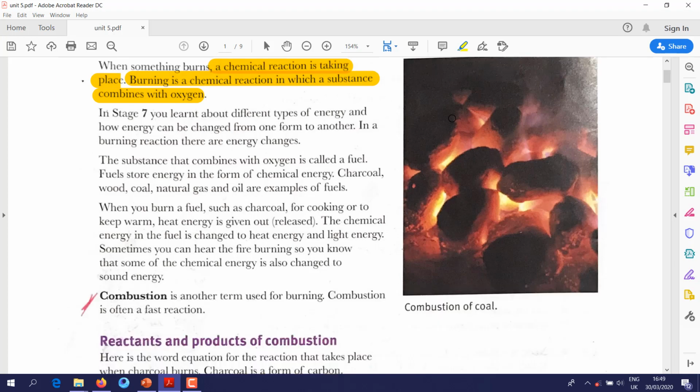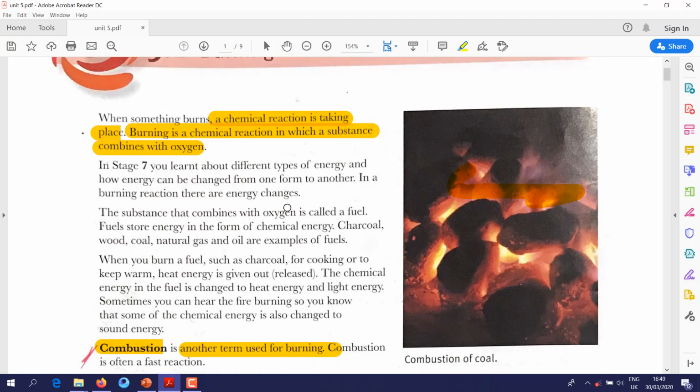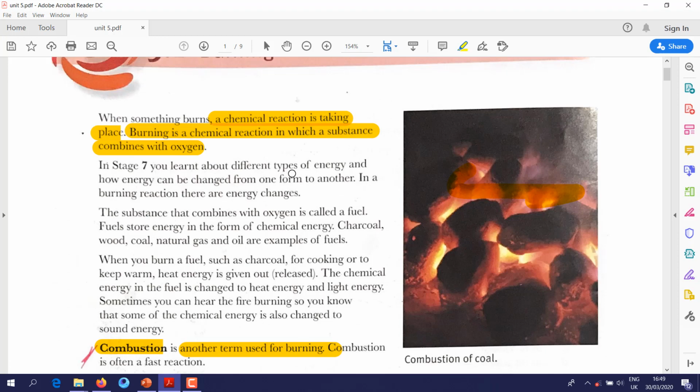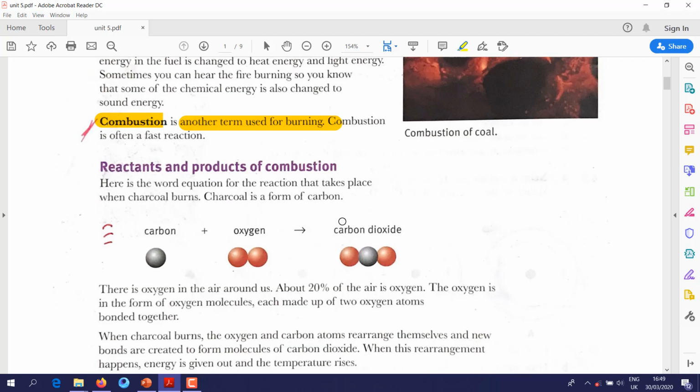Here, as you can see, if you look at this picture, it shows the process of burning. We have coal. This coal is burning. Then another term we call it is combustion. Combustion is another term used for burning. So burning or combustion, both of them are the same. Both of them mean a chemical reaction in which a substance combines with oxygen.